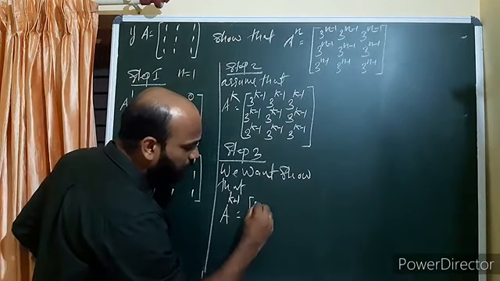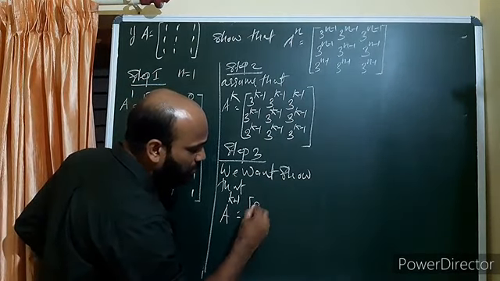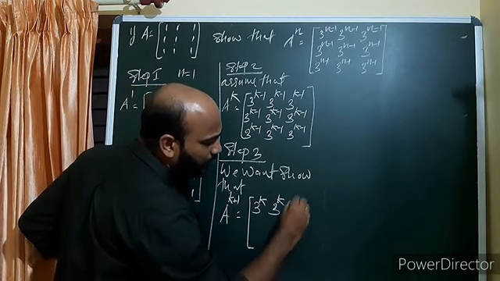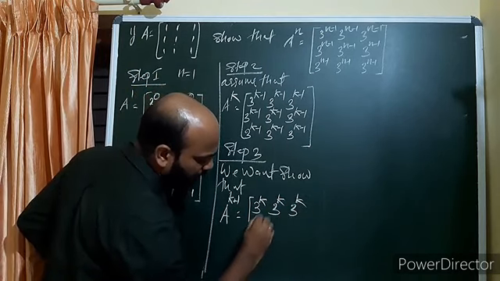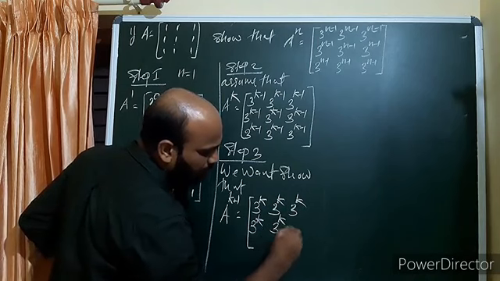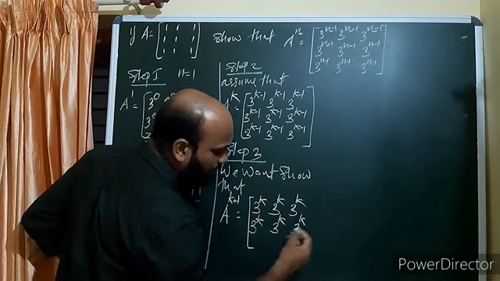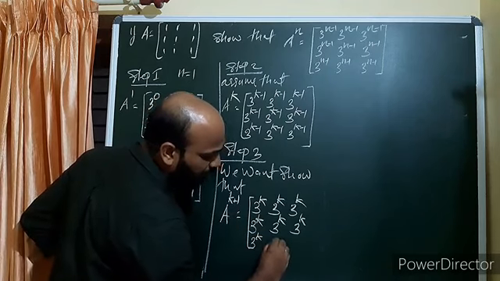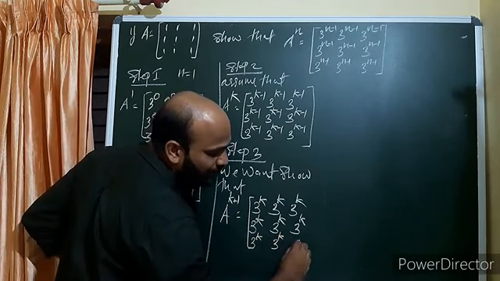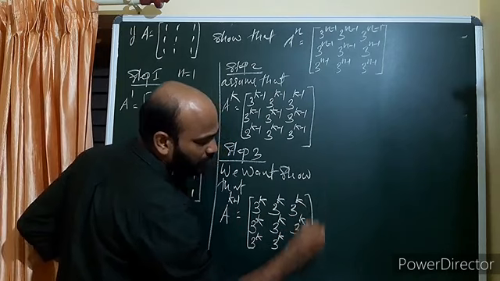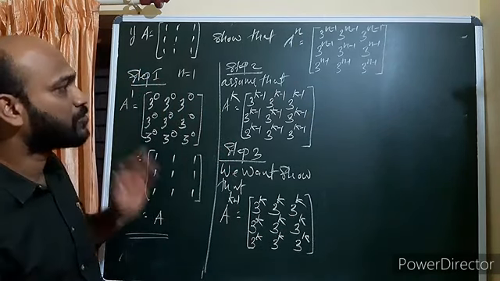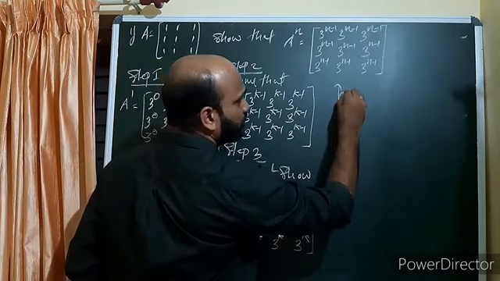So A raised to k plus 1 equals a matrix where all elements should be 3 raised to k. So when n equal to k plus 1, we have to show that A raised to k plus 1 equals a 3 by 3 matrix with all elements as 3 raised to k. This one you have to prove by using step 1 and step 2. Proof I will write here.